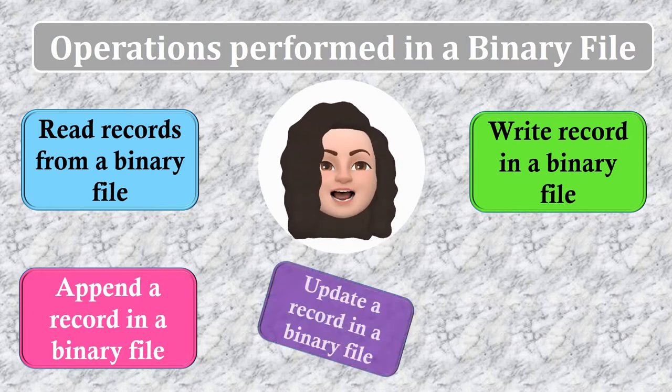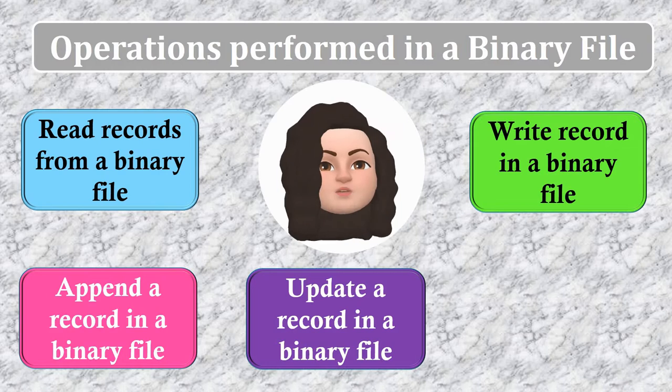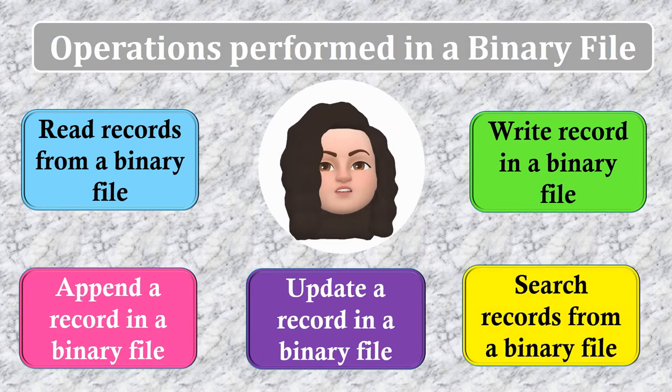Then update a record in a binary file. What is updating? Making corrections, making changes. Then search records from a binary file. If you want to search for a particular record in a binary file, you can do that. So these are the operations in a binary file, and in this session we are going to learn how to write, read and append.